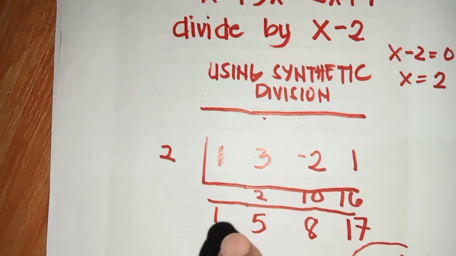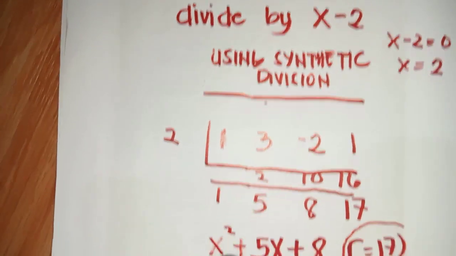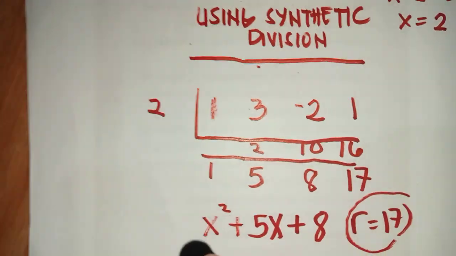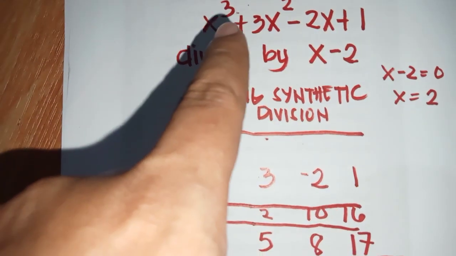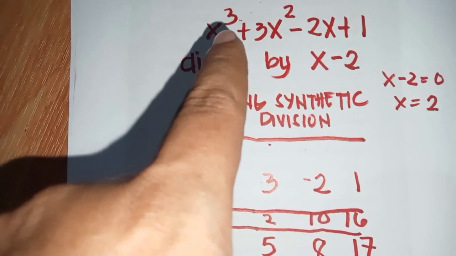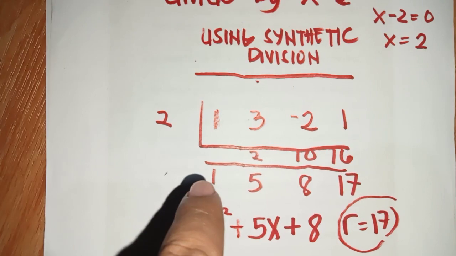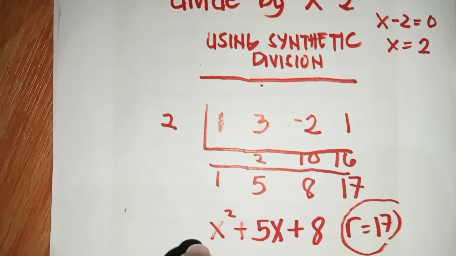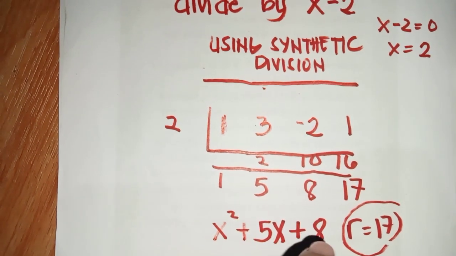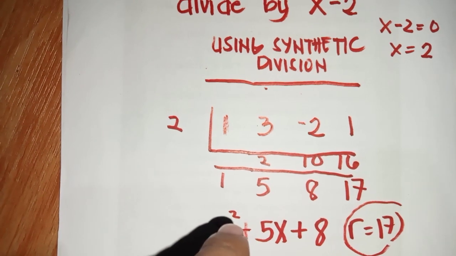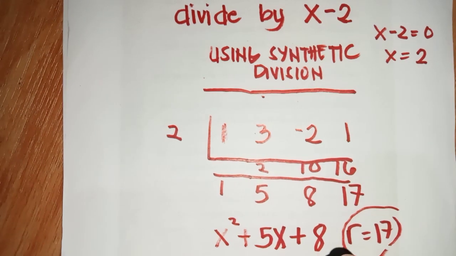to be mixed with the present or given variables. So 1 is here. But before that, the degree, which is 3, must be deducted by 1. So it will become x squared. So x squared, and copy the 1 here. So 1, then plus 5x plus 8. Remember that the exponent must be descending. So plus 8, then that 17 will be your remainder.